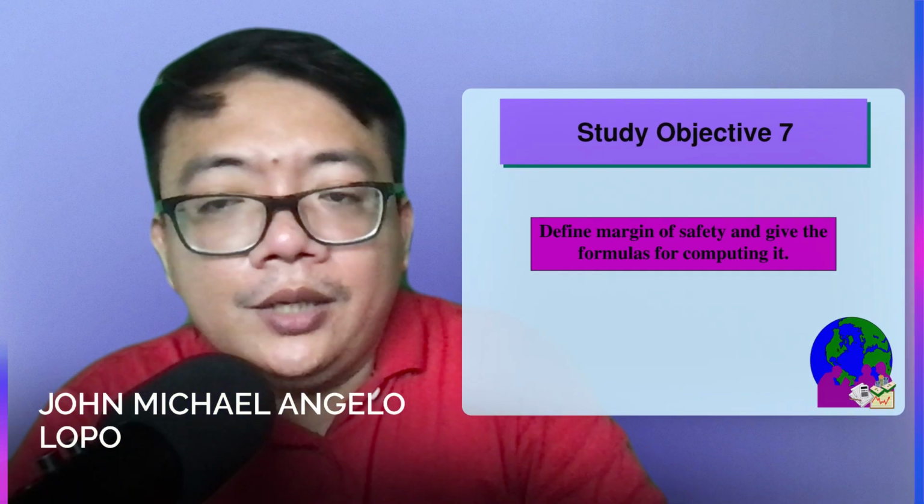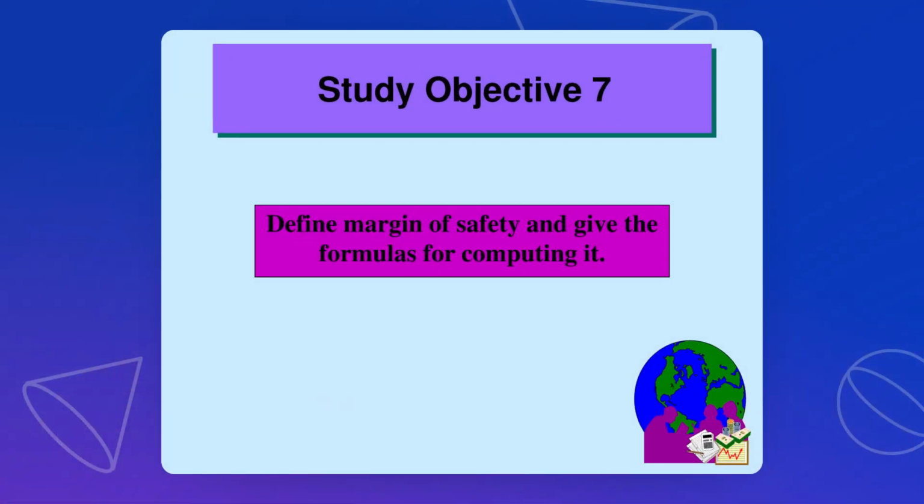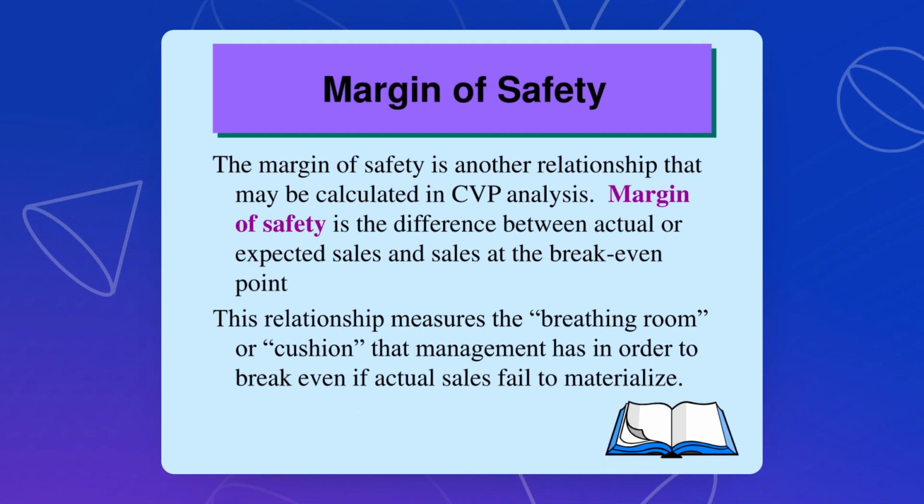Okay, next one is all about our MOS, and you have what you call margin of safety. Define the margin of safety and the formulas for computing it. So, MOS or margin of safety is another relationship that may be calculated in terms of your CVP analysis. When you say margin of safety, it is the difference between your actual sales and your expected sales. Yan ang ibig sabihin ng margin of safety.